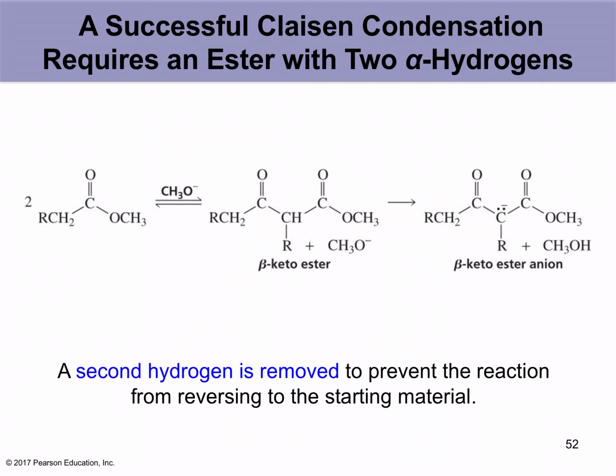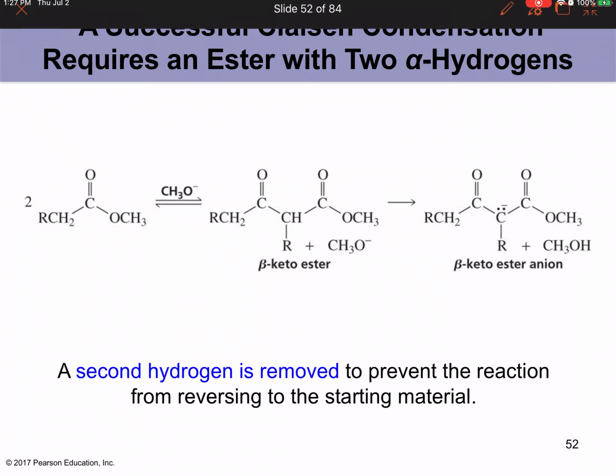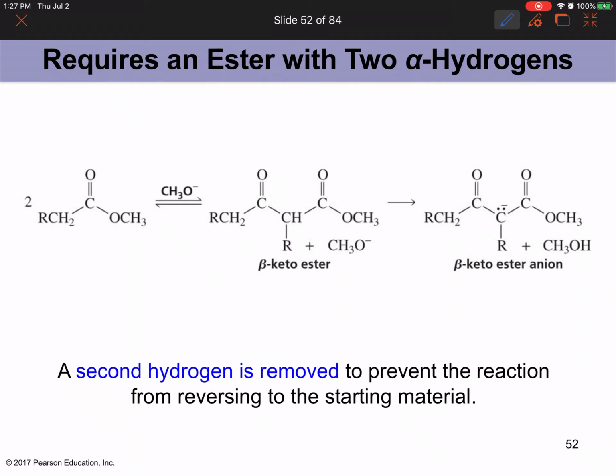A successful Claisen condensation requires an ester with two alpha hydrogens. Now here is an ester. So we are going to condense two esters. So you have alkyl group CH2, COOCH3. Two alpha hydrogens. So what are our alpha hydrogens? These are our alpha hydrogens.